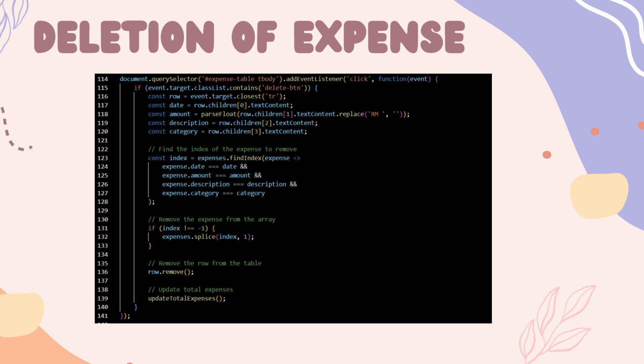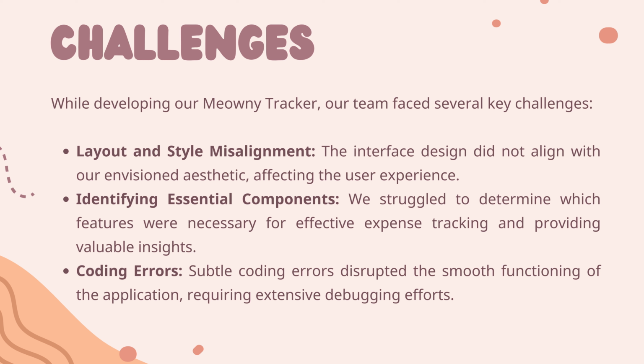Now, I'll be presenting the deletion of expenses. This code sets up an event listener on the table body to handle the deletion of expense entries. When the delete button is clicked, the following steps occur. In line 116, it identifies the entire row containing the clicked button. It retrieves the date, amount, description, and category from the row cells. It searches for the corresponding expense object in the expenses array by matching the extracted details. If the expense is found in the array, it is removed using the splice method. The code removes the row from the table. Finally, it calls updateTotalExpenses to recalculate the updated total expenses displayed on the page. This process ensures that both the visual representation in the table and the underlying expenses array remain consistent when an expense is deleted.